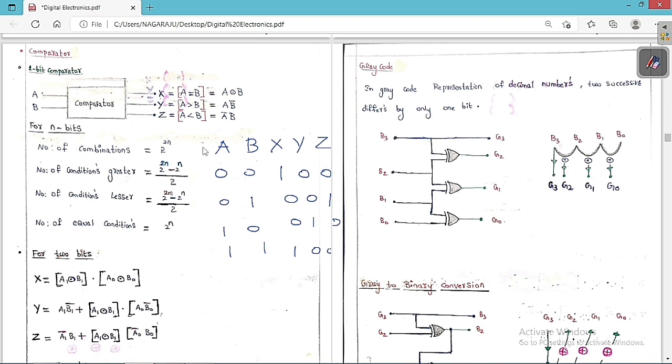So for n bits, these are two inputs, each having n bits. So total number of bits are 2n. So total number of combinations are 2 to the power of 2n. So number of equal conditions are 2 to the power of n, number of conditions greater than is (2^2n minus 2^n) by 2, and number of conditions lesser are (2^2n minus 2^n) by 2. So this is the point that you always have to keep in your mind.